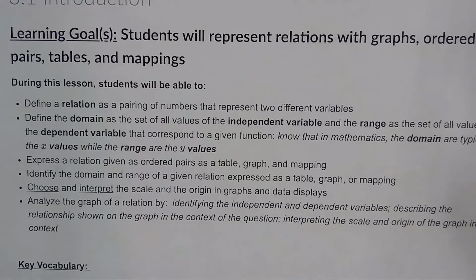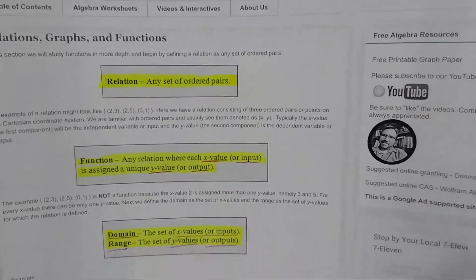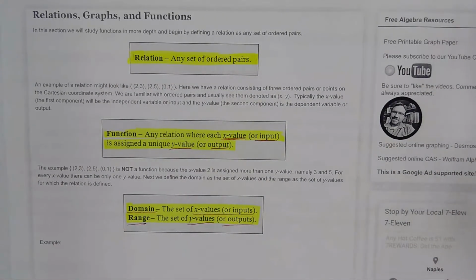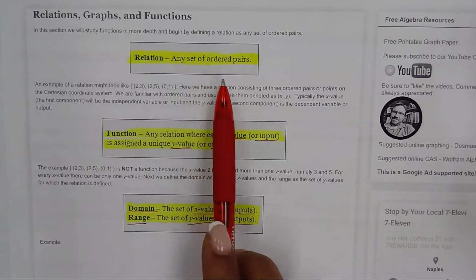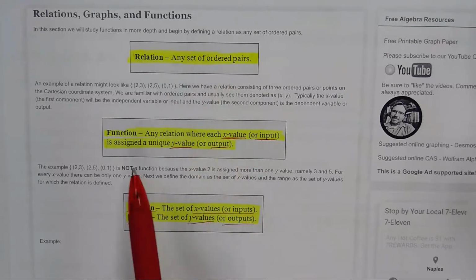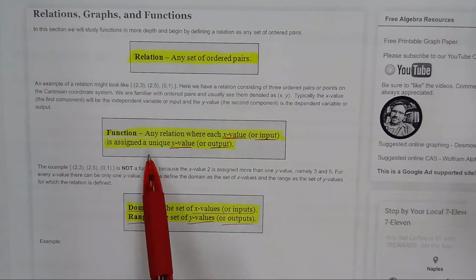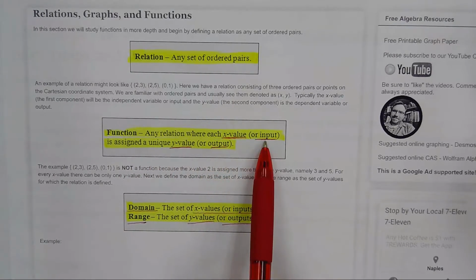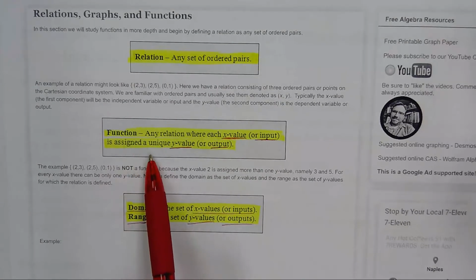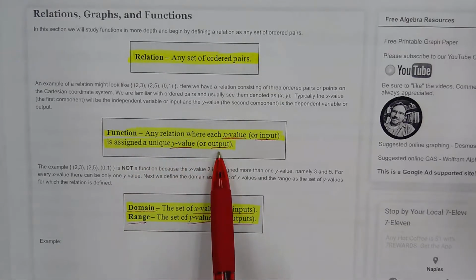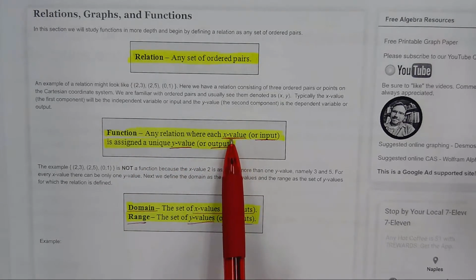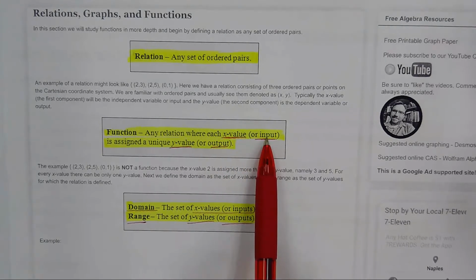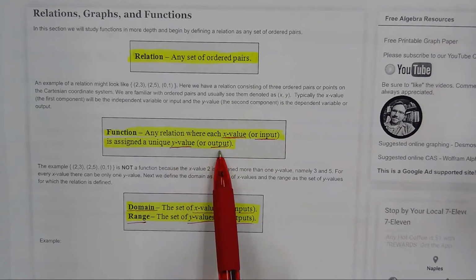A few key vocabulary words that we reviewed as a class. Relation. A relation is any set of ordered pairs. Function is any relation where each x value or input is assigned a unique y value or output, making certain that you relate x value with the word input, and they will relate y value with output.